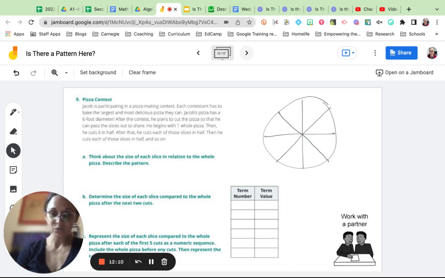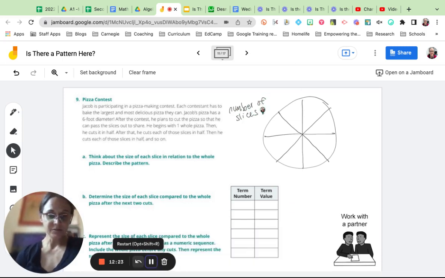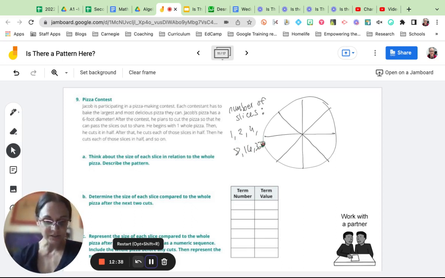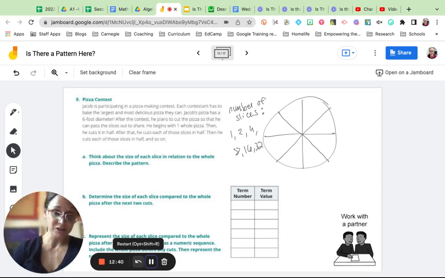So first he has one big slice. Then he has 2 slices. Then he has 4 slices. Then he has 8 slices. Then he has 16 slices, and so on. This is the pattern that describes the number of slices. One big slice, which he cuts in half to make 2, which he cuts in half to make 4, which he cuts in half to make 8, 16, and then 32. And I think that's where he stops, maybe. Maybe he makes more, I'm not sure. But he cuts it in half, and his number of slices is doubling.